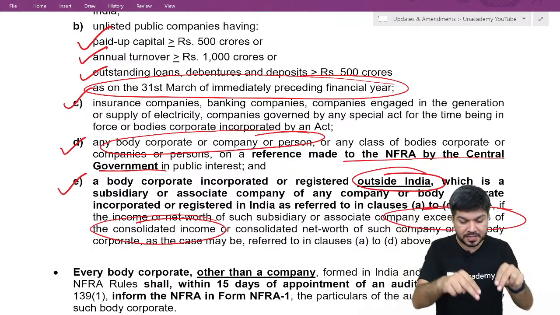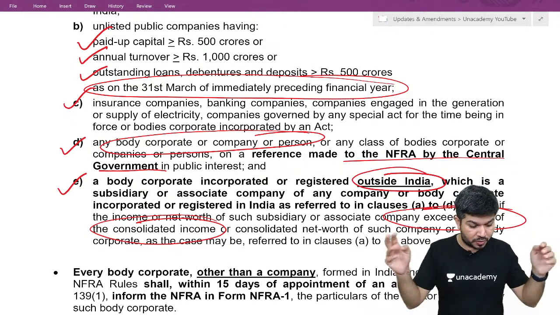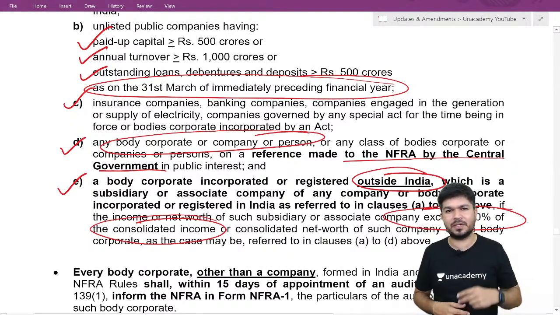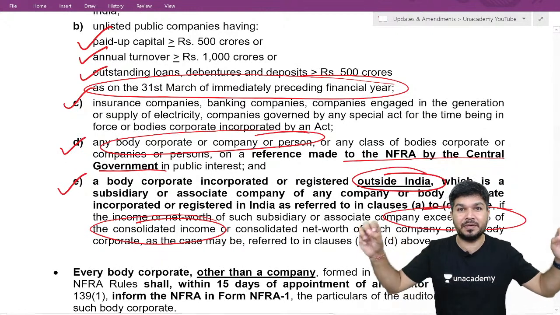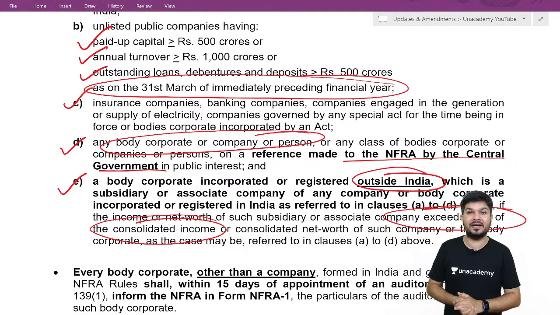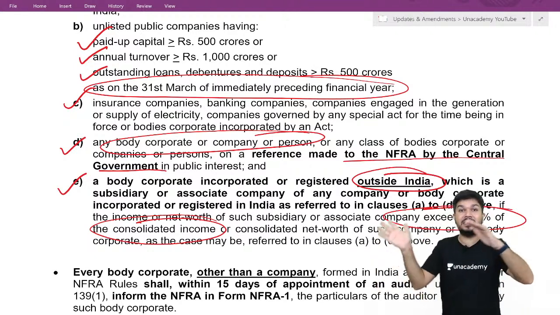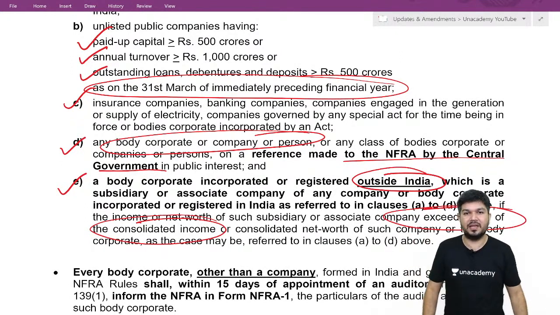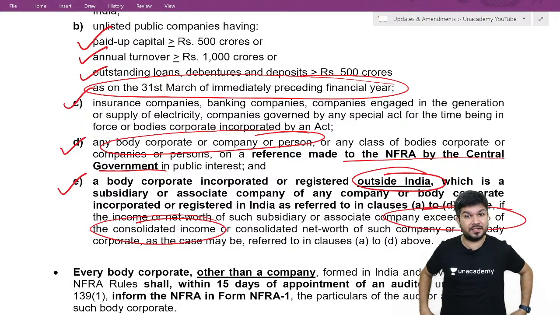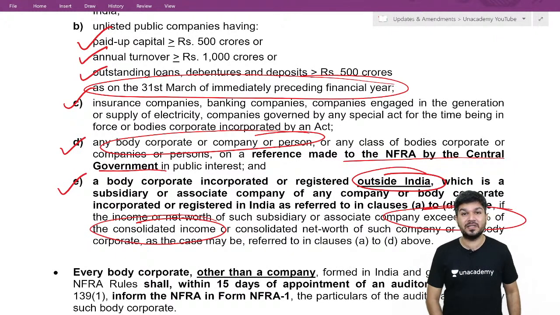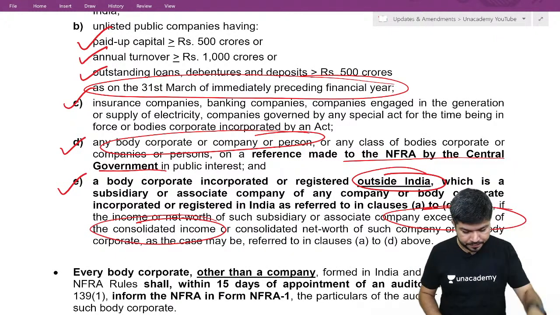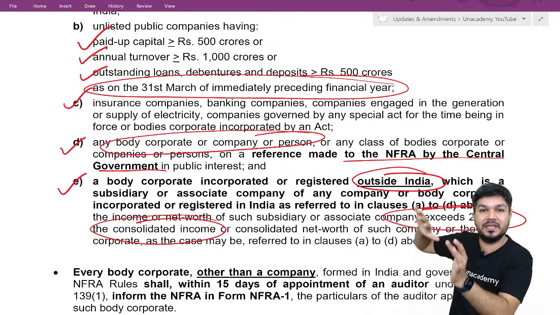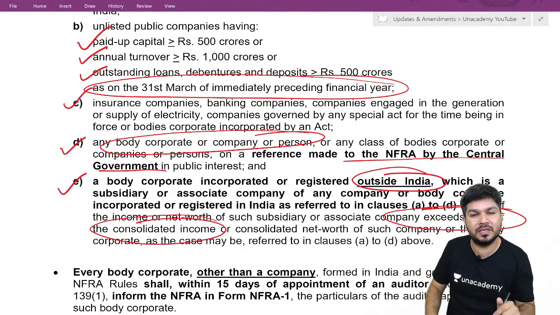Okay, the NAFRA rules apply to whom? Listed companies; unlisted companies with paid up capital of 500 crores or more, turnover of 1000 crores or more, outstanding loans, debentures, deposits of 500 crores or more, last year ka. Banking company, insurance company, electricity company, and those which have their formats given in their own Act. Next, it applies to anyone referred by CG to NAFRA. So CG ne refer kiya to all entities, even including an individual. And any body corporate registered outside India, if it's a material subsidiary or associate of an Indian entity covered above, unke material subsidiaries and associates which are abroad, to them also it is applicable.